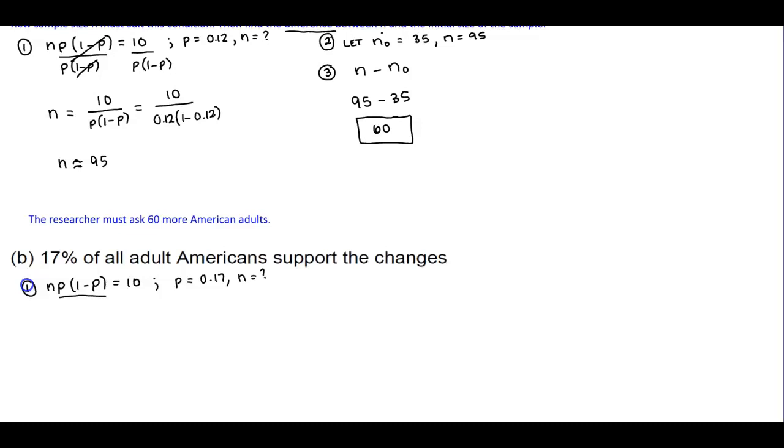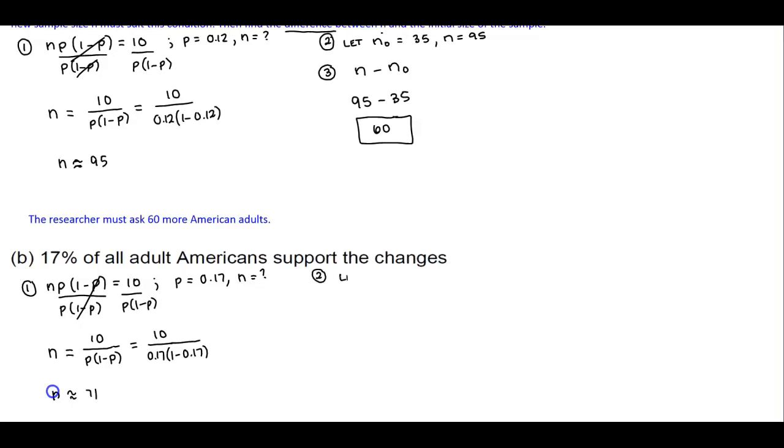So again, if we divide both sides by p times 1 minus p, n is going to equal 10 divided by p times 1 minus p. So that's going to equal 10 over 0.17 times 1 minus 0.17. And therefore n is going to be approximately 71.